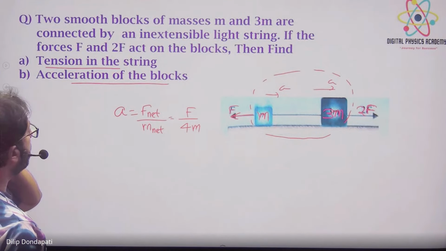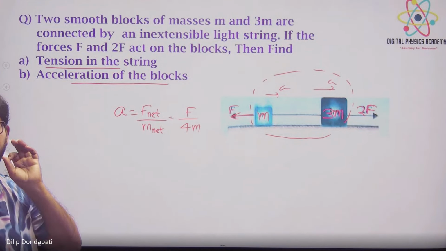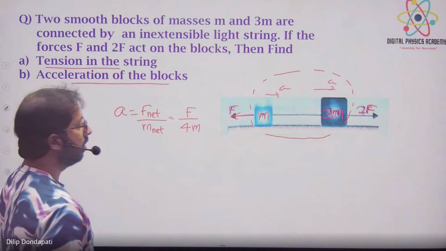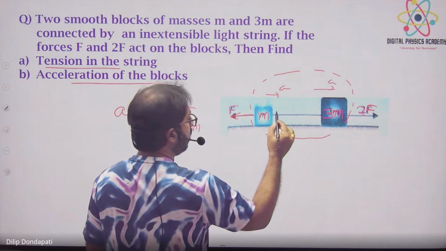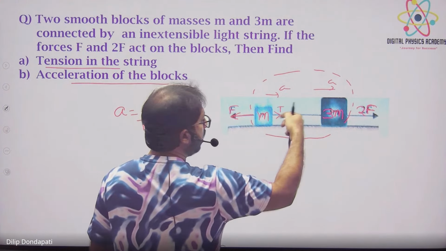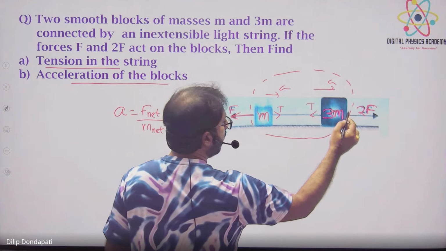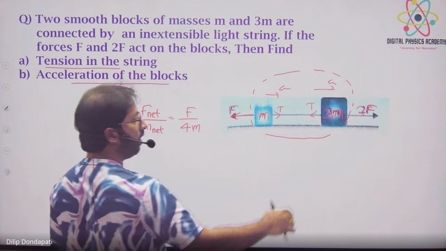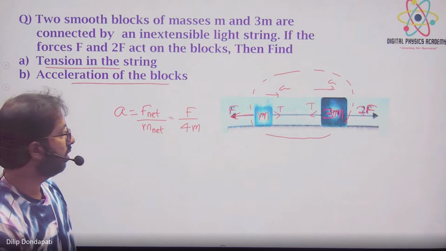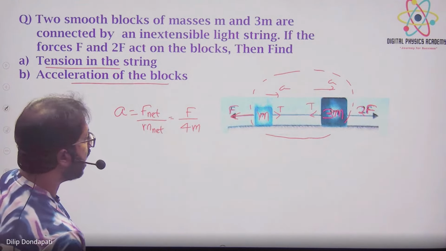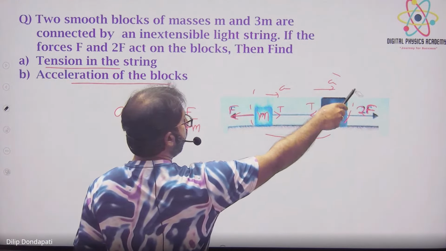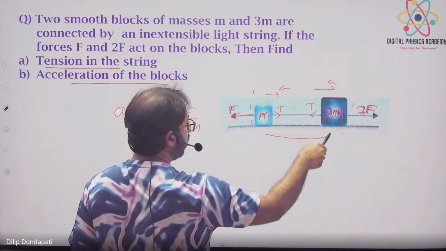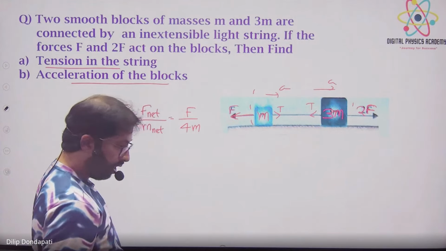Now he's asking for the tension in the string. You know how to apply tension: tension acts away from the point. So here T, and here also T, and this is 2f. 2f is nothing but tension only; there, 2f and tension are the same. Now apply acceleration to each block. The acceleration is f by 4m. Very good.